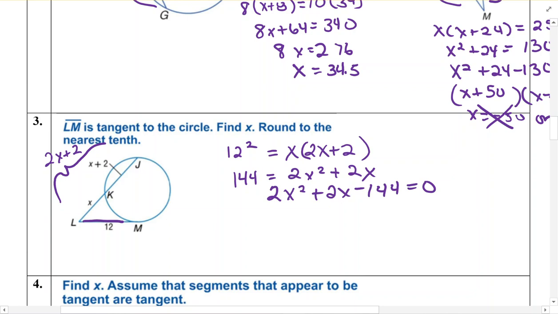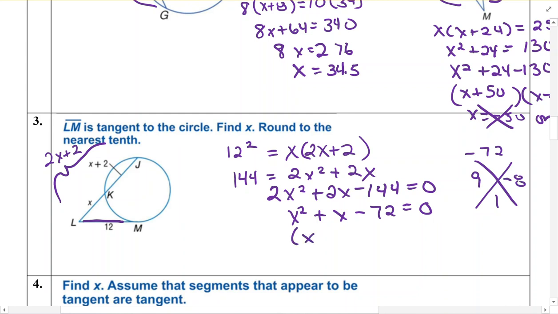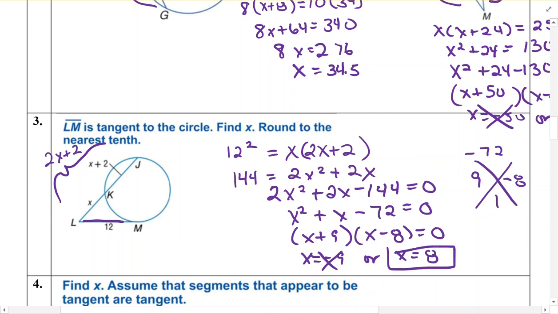They all have a common factor, which is 2. So x squared plus x minus 72 equals 0. We need the factors of negative 72 that add up to be 1. That would be a positive 9 and a negative 8. So x plus 9 times x minus 8 equals 0. X equals negative 9 or x equals 8. Can't have a negative number, so the answer would be x equals 8.